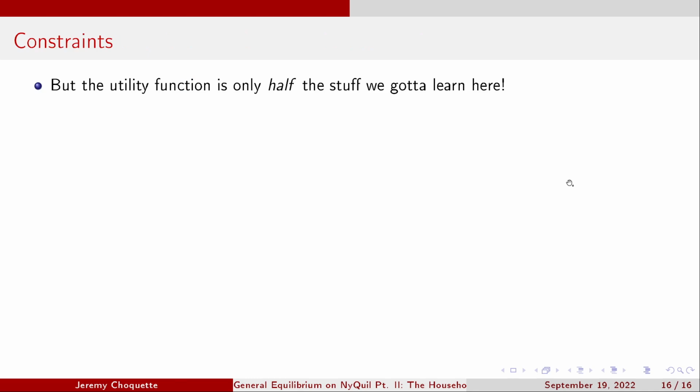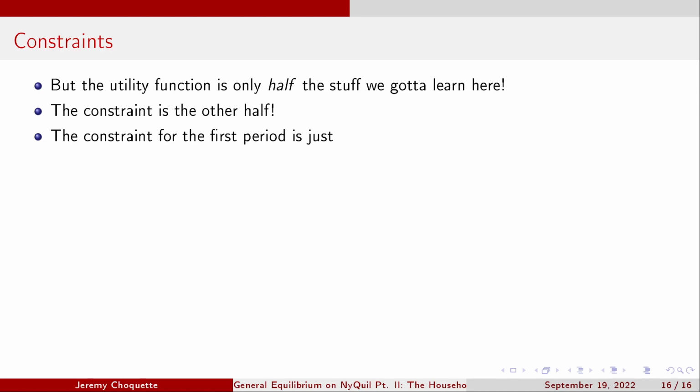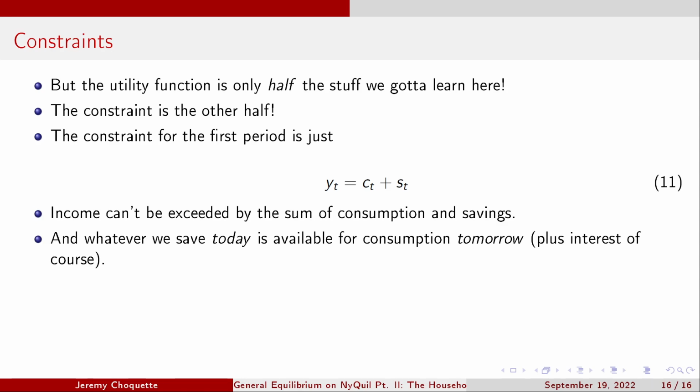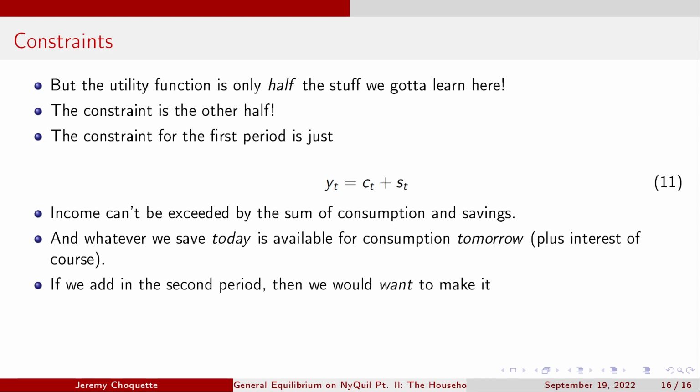But the utility function is only half of the stuff that we got to learn. The constraint's the other half. Now, the constraint is this. I kind of showed it to you already. Y equals C plus S. And it says that income can't be exceeded by the sum of consumption and savings. So whatever we save today is available for consumption tomorrow, plus a little bit of interest.